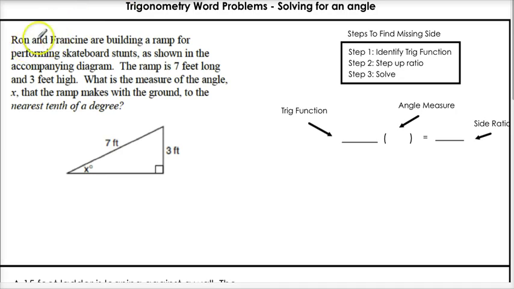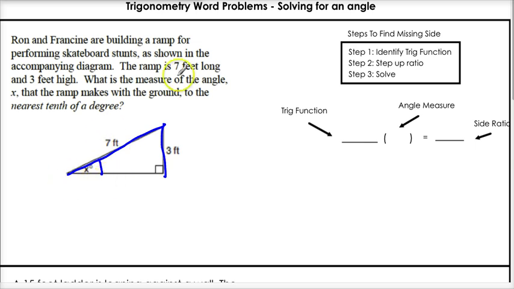Let's take a look at this one. Ron and Francine are building a ramp for performing skateboard stunts, and it's shown in this diagram. The ramp is 7 feet long, and it's 3 feet high. What is the measure of the angle x that the ramp makes with the ground? I guess that's right here, as in the picture. We want to round this to the nearest tenth of a degree.